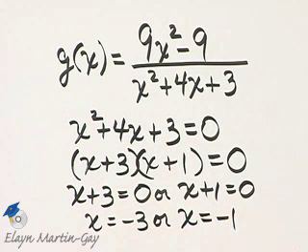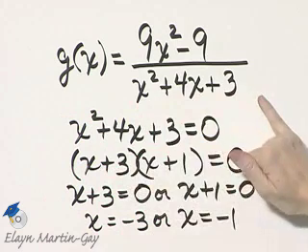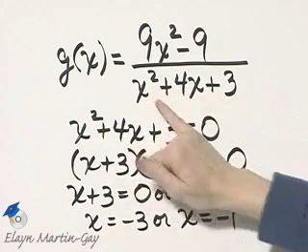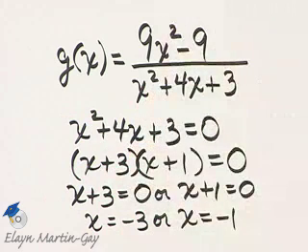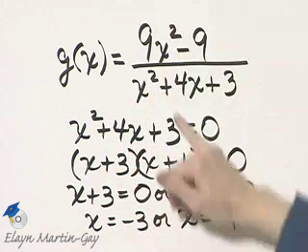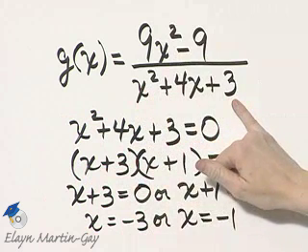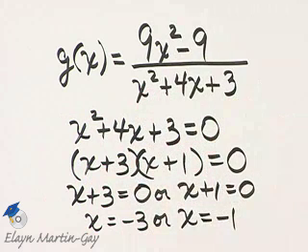If I set this factor equal to 0, I'll subtract 1 from both sides, and I'll have x is equal to negative 1. So notice what we know so far. If x is negative 1, the denominator is 0, and this rational expression is undefined. If x is negative 3, the denominator is 0, this rational expression is undefined.